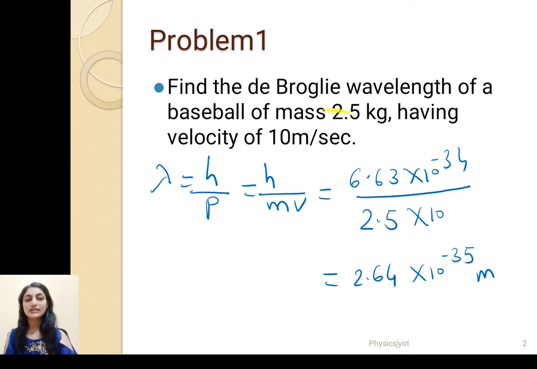So what is given in the problem? Velocity is given. So we have lambda equals h by p. We know that momentum is given by m into v. So we will use this form as there is velocity given in the problem. We know that Planck's constant is 6.63 into 10 raised to minus 34. Mass of the baseball is 2.5 and its velocity is 10 meter per second, which is not comparable with the velocity of light. So you can keep it as 2.5, and then if you calculate, you should get 2.64 into 10 raised to minus 35. Check if you are getting that.